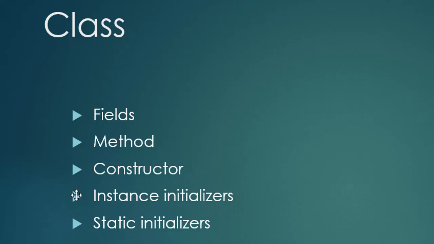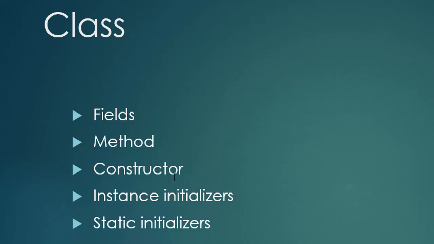Also, if you speak about the constructor, constructors are used to create objects of the class. We must have at least one constructor for the class. Even if you don't create a constructor, the Java Virtual Machine or the compiler will create one for us, even though you will not be able to see it. And initializers are used to initialize fields of the class.